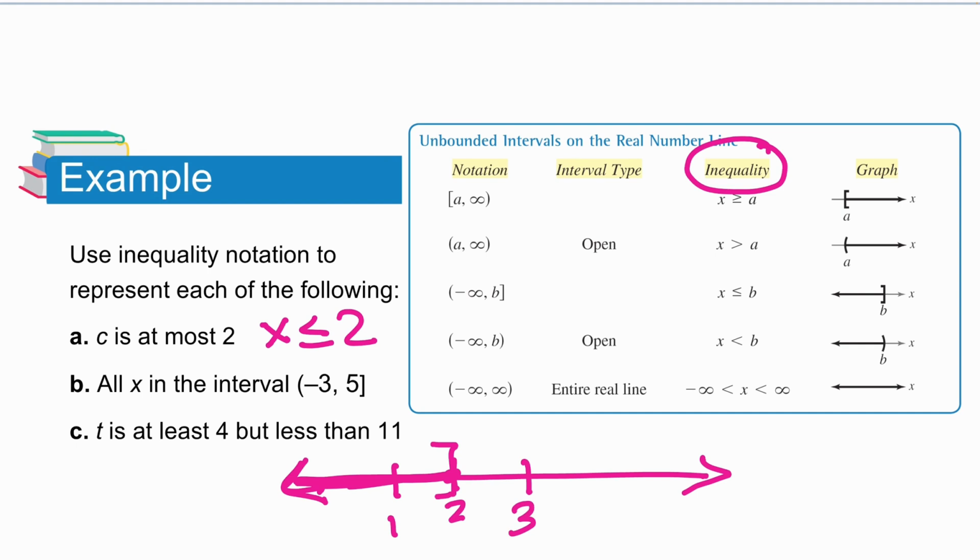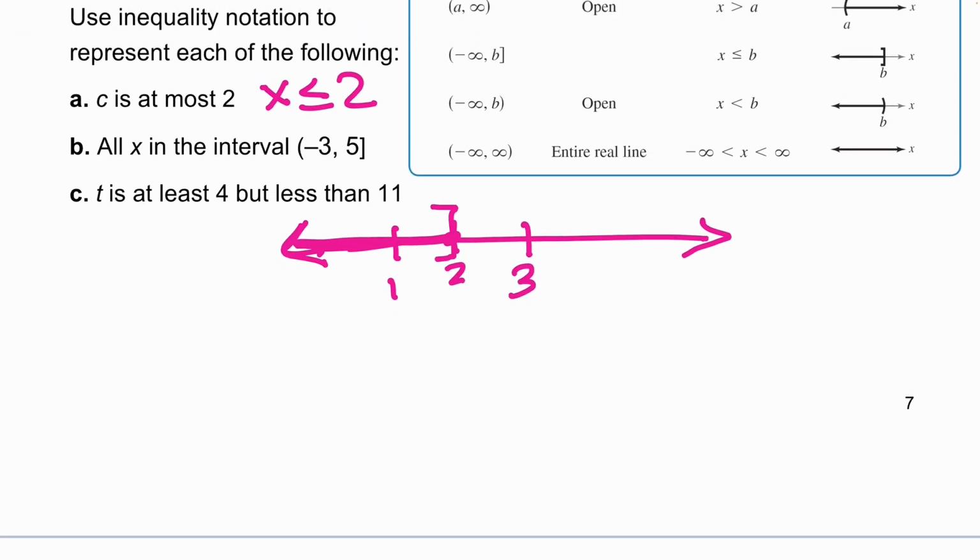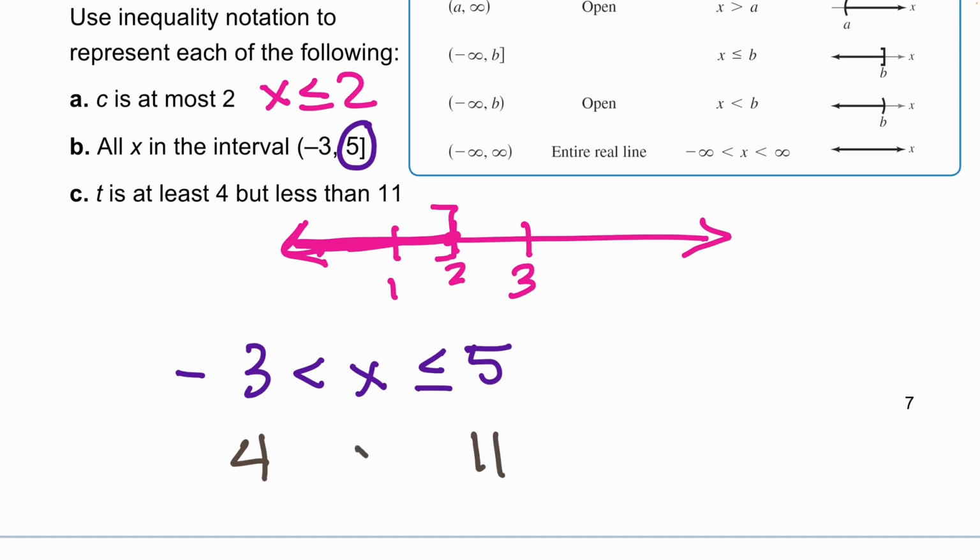And then everything that's between -3 and 5, when we do that, that will be x is between -3 and 5. We do want to include 5, so that'll be less than or equal to 5, but we do not want to include the -3, so it's strictly going to be that x is more than the -3, or between the two, but not equal to. And then at least 4, so that does include 4, but less than 11. So again, it's between 4 and 11 that we would have here. Strictly less than 11. At least 4 means that it could be 4.